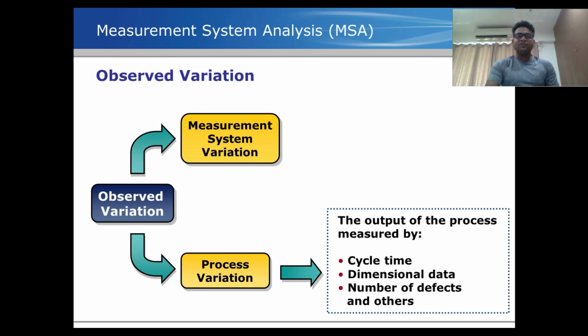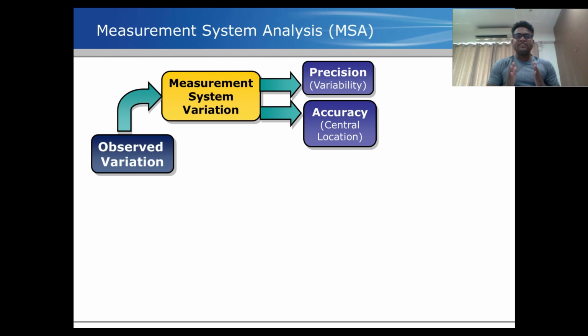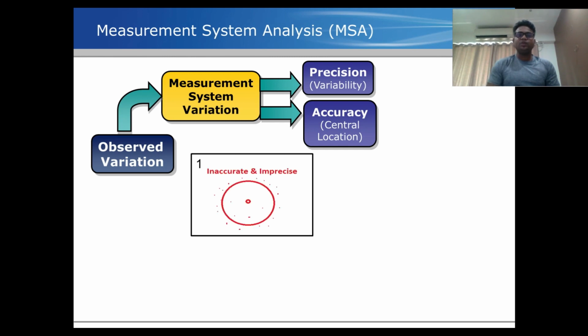Measuring system variation can be measured by precision and accuracy. Precision means variability, the distance among the data. How much the data differ from each other is called precision. And accuracy means central location, that is, how close your data is to the central or mean value. Here we will understand one by one through examples.